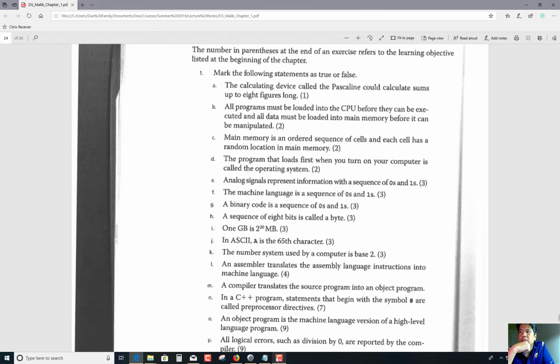Look at C. Main memory is an ordered sequence of cells, and each cell has a random memory address. Main memory is RAM. All right, is the ordered sequence... well, the ordered sequence is actually the program. So right there, it's already false. So C is false as well. Just to give you a few of these.